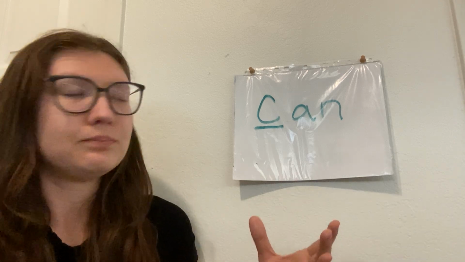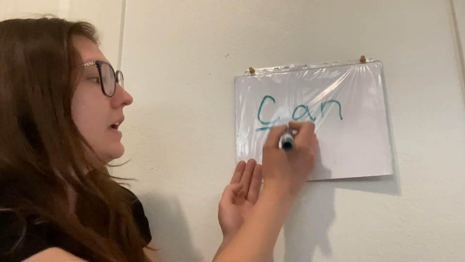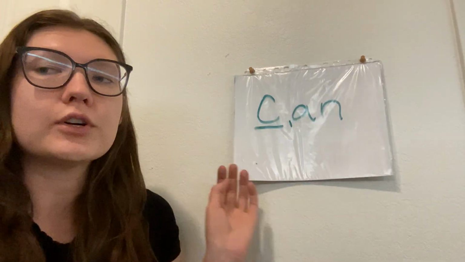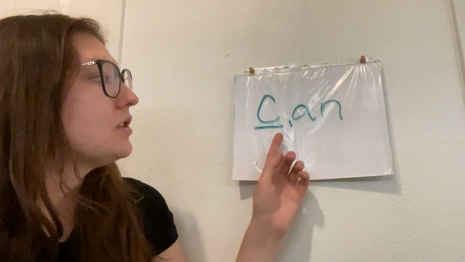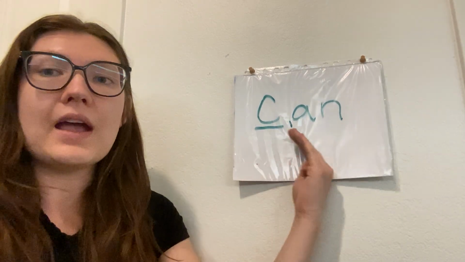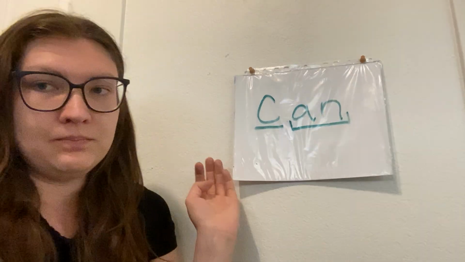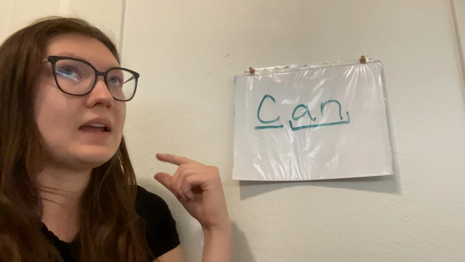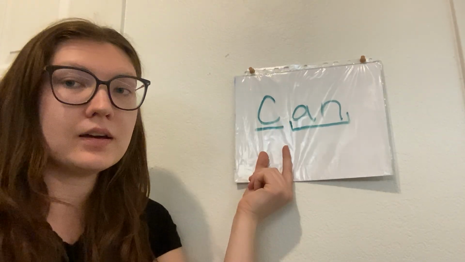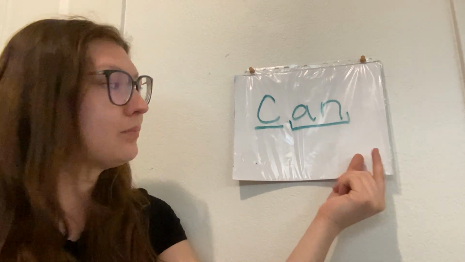For the second part, for the rhyme, that's going to be the second section. Now for this one, it's going to start where that first vowel is. So instead of it just being A, it's going to be the vowel and the rest of the word. So it's going to be A and N. So the sounds that we have right now are going to be K and an.